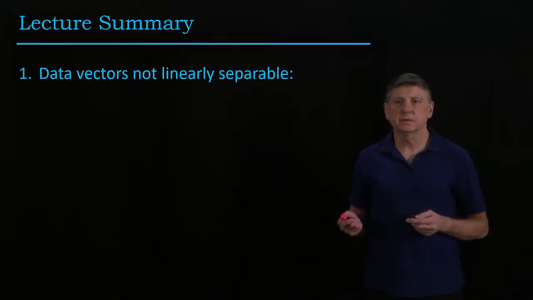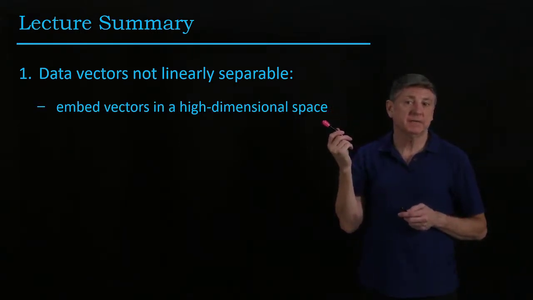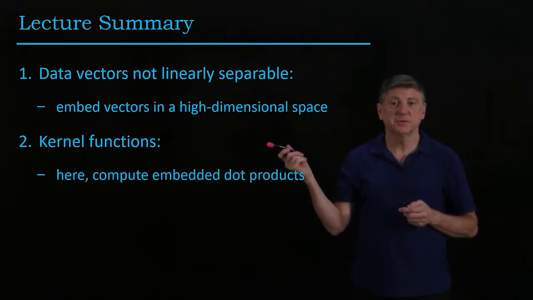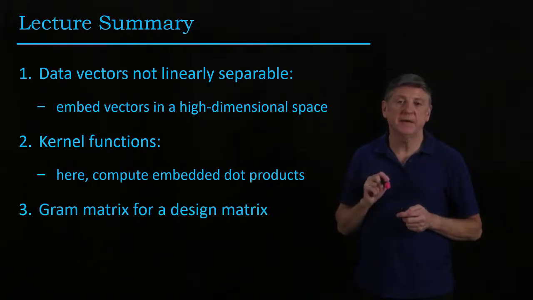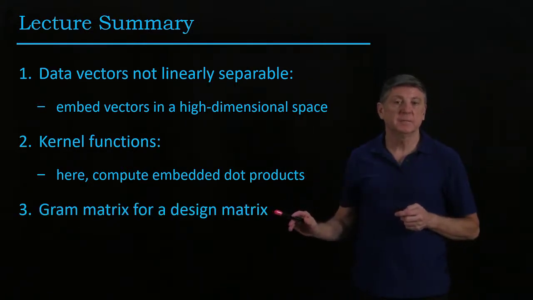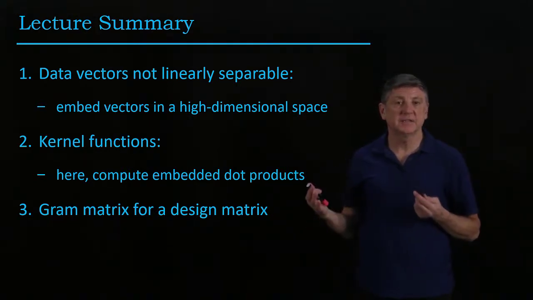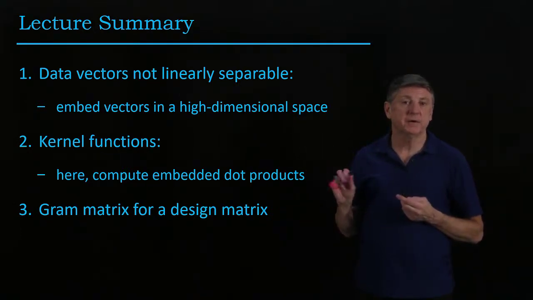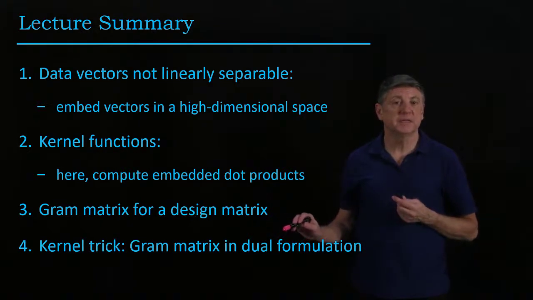What have we explored in this lecture? Well, we've explored data vectors that are not linearly separable, and we consider embedding these data vectors into a higher dimensional space. We can compute the dot products in this higher dimensional space using a kernel function. These compute the dot products of the embedded vectors without actually going through the embedding. And the Gram matrix is a matrix for the design matrix. It's the same size, it's a square matrix, that has the same number of rows and columns as there are data entries, and it's a symmetric positive semi-definite matrix that represents the kernel function applied to each pair of data vectors. The kernel trick is using the Gram matrix in the dual formulation.